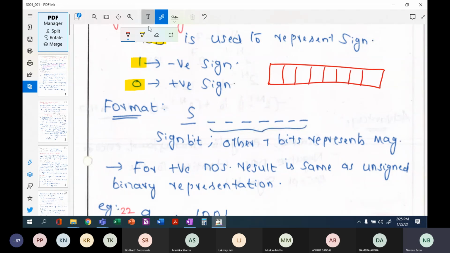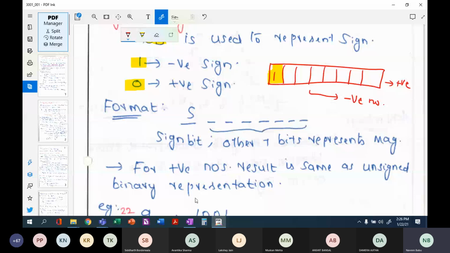So always this particular bit here will be representing the sign bit. If this particular bit is 0, then it means that the number that these 8 bits are representing is a positive number. If the sign bit is 1 here, then it means that this is representing a negative number. Okay, we will see some examples here.